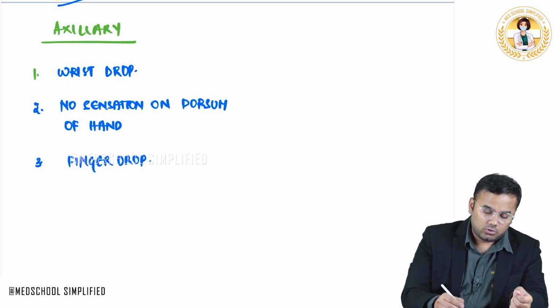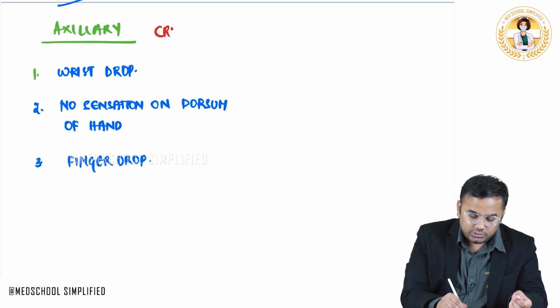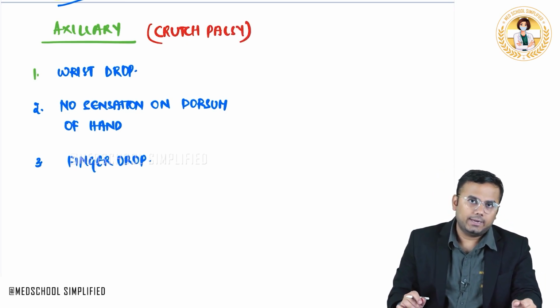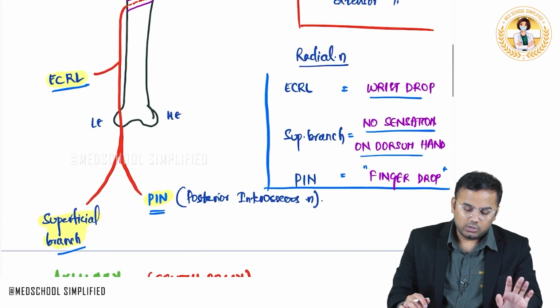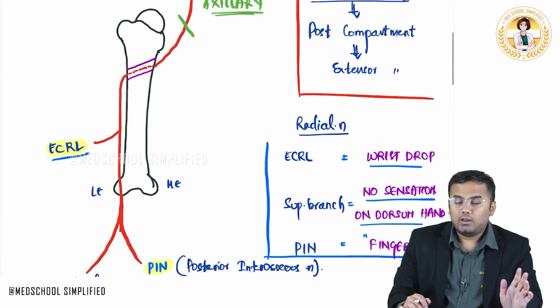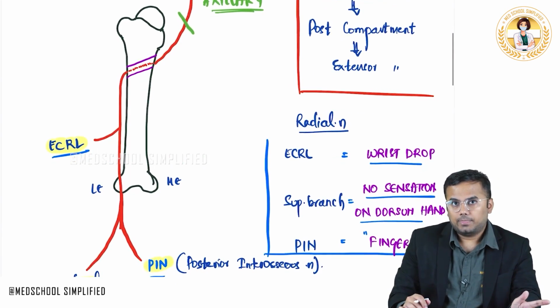Crutch palsy. Okay, so crutch palsy is the palsy of your radial nerve. So this is all you need to remember regarding if the injury is at the level of the axilla.